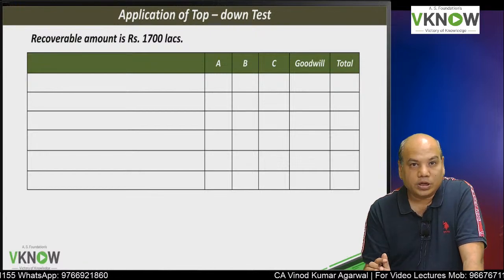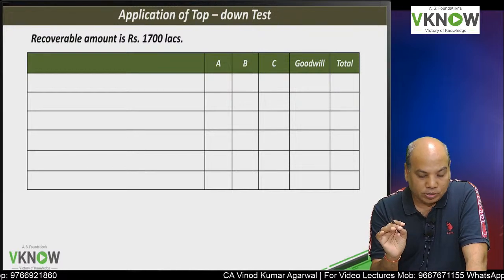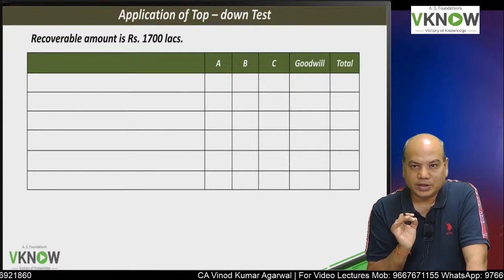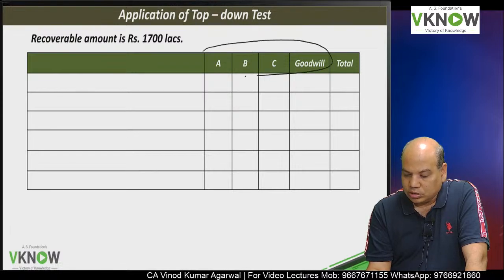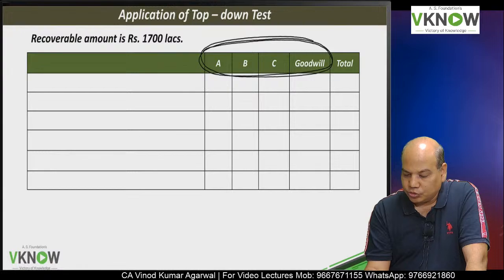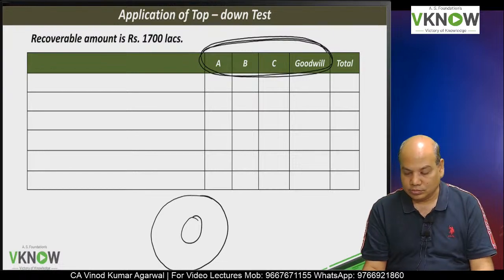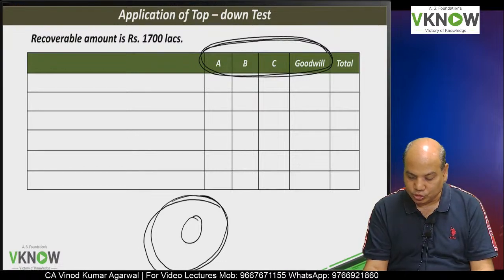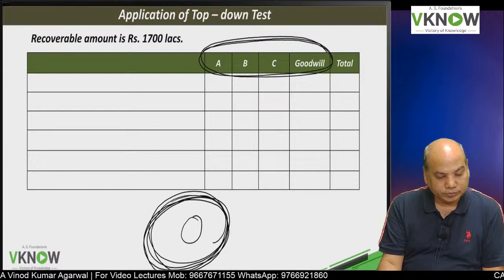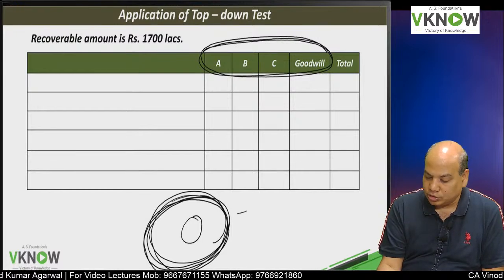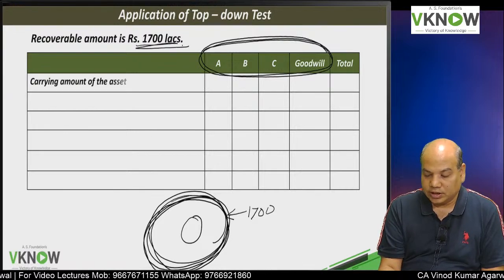Now we'll go to the top-down test. Top-down test will be performed after performing bottom-up test. This time, all 3 units plus goodwill will be treated as a larger CGU. So we are testing this bigger CGU which will comprise of A, B, C plus goodwill. And let us see what is the recoverable amount of this larger CGU. 1700 lakh.